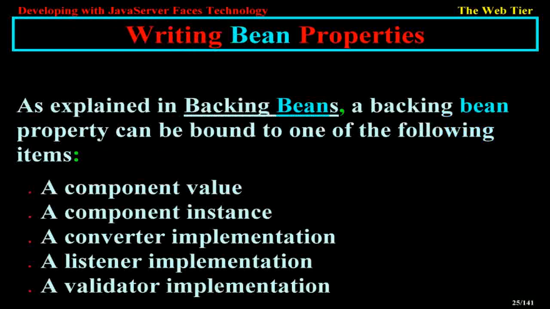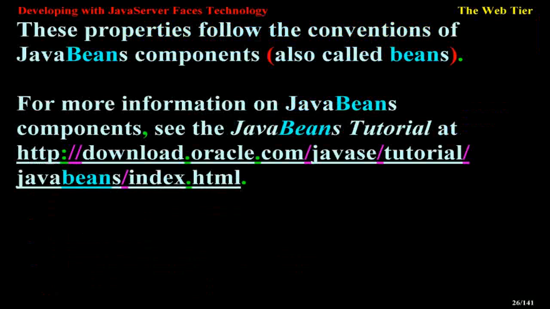Writing bean properties. As explained in Backing Beans, a backing bean property can be bound to one of the following items: a component value, a component instance, a converter implementation, a listener implementation, a validator implementation. These properties follow the conventions of JavaBeans components, also called beans. For more information on JavaBeans components, see the JavaBeans tutorial at http://download.oracle.com/javase/tutorial/javabeans/index.html.